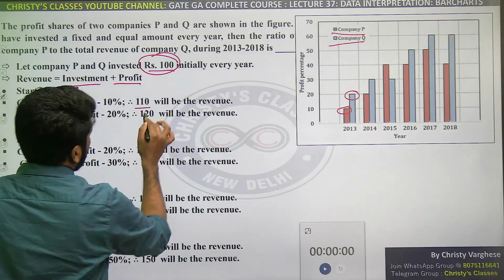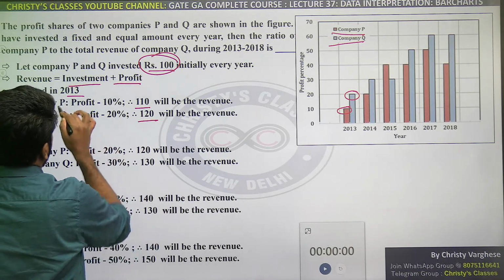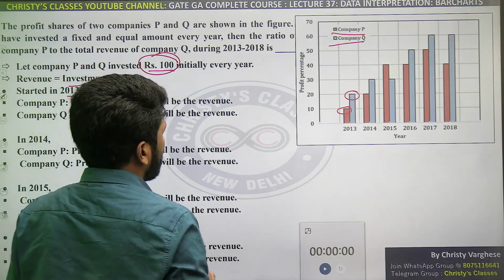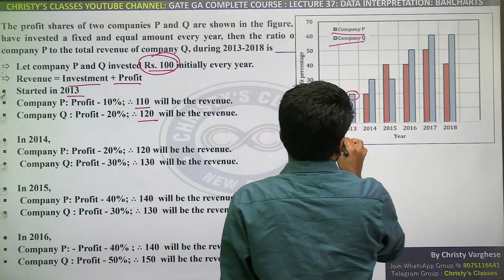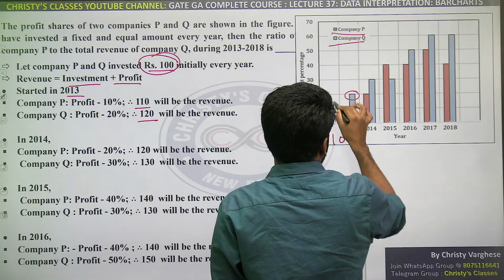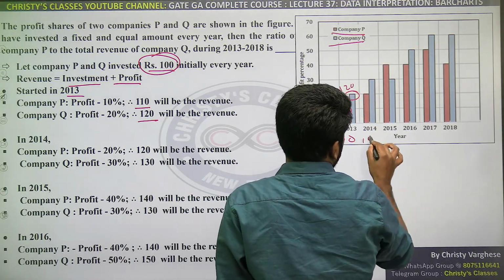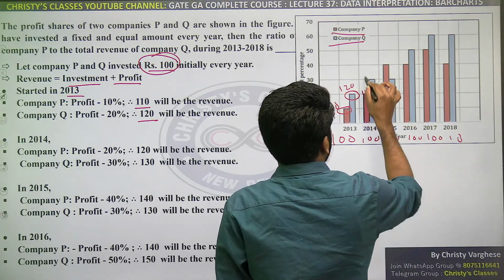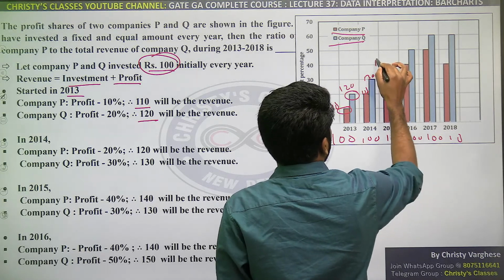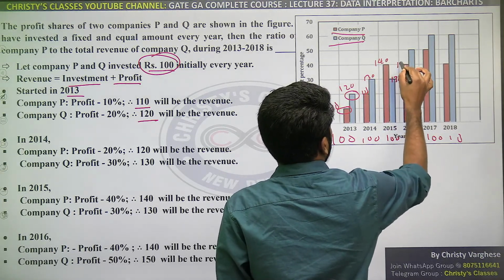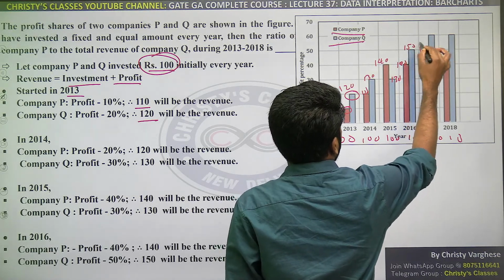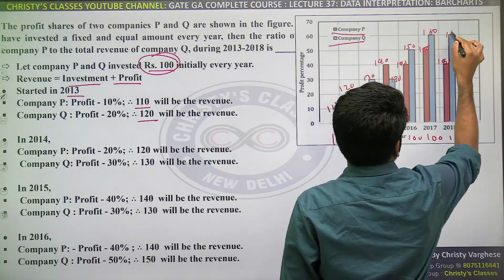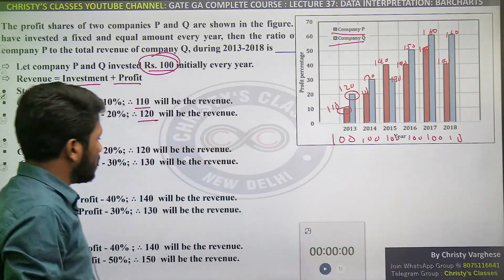So 110 and 120 respectively will be the revenue of companies P and Q in 2013. For 2014, with 100 taken as the example, this will be 110, 120. 100 itself is taken as the example in every year, a fixed amount. Then the following years are listed in detail with their values for P and Q.